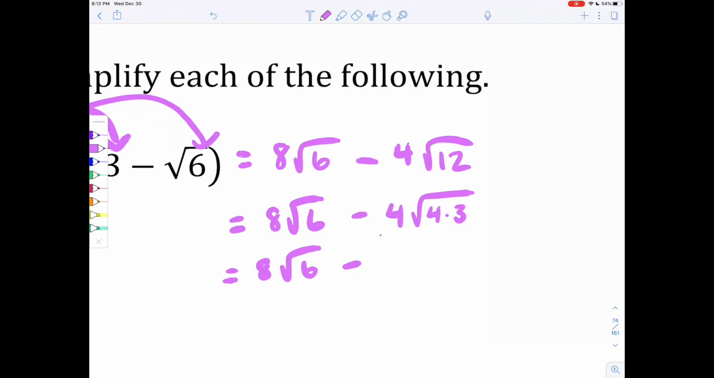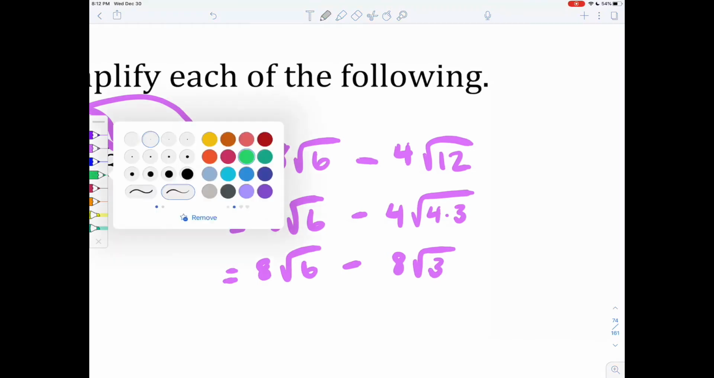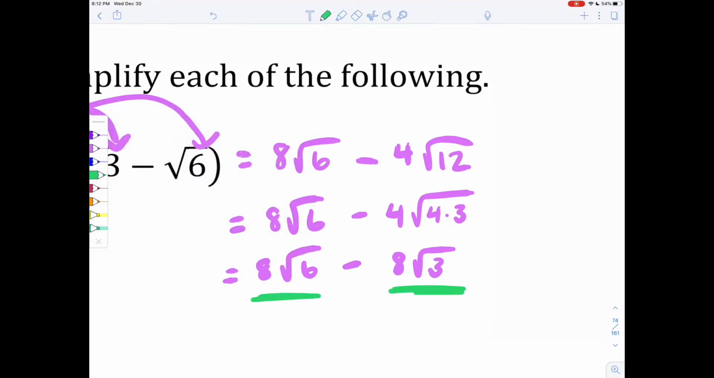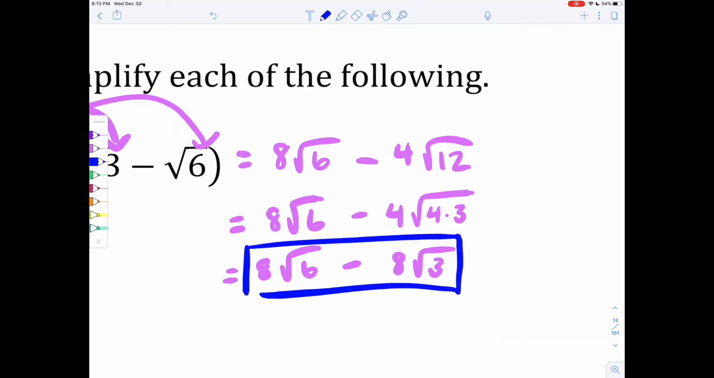But looking here, I have 4 times root 4, which is the equivalent of 2. So 4 times 2 will give me 8. And then I have root 3 left over. Now, I can't simplify any of these further because they don't have any like radicals. But I've done my best, and I can now be certain that this is my final, most simplified answer.